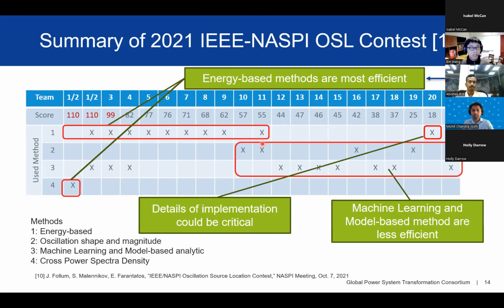Another thing I want to highlight is the machine learning or artificial intelligence-based method, which is the third method here. If you only rely on artificial intelligence, it seems that it cannot work very well. But if you combine machine learning and artificial intelligence with some existing method, for example the DEF method, that can help achieve better accuracy in terms of oscillation source location.